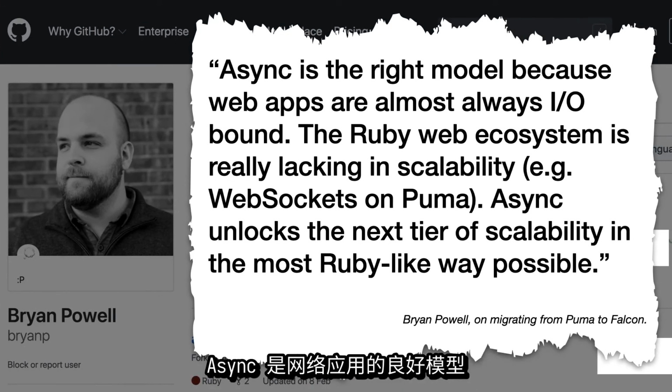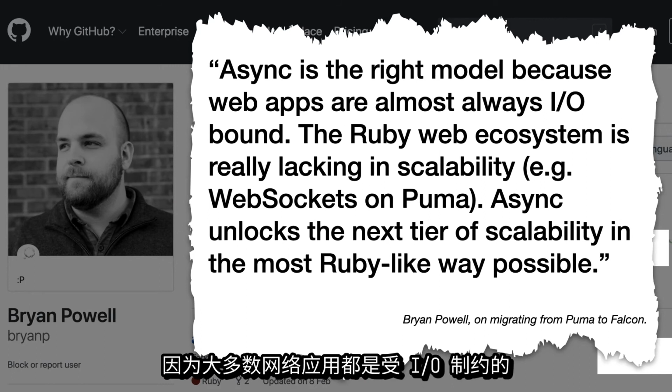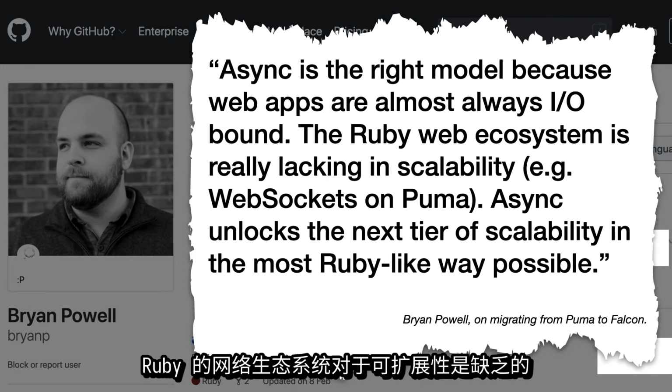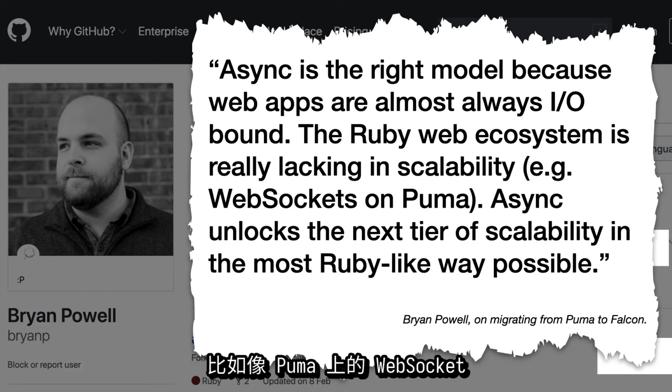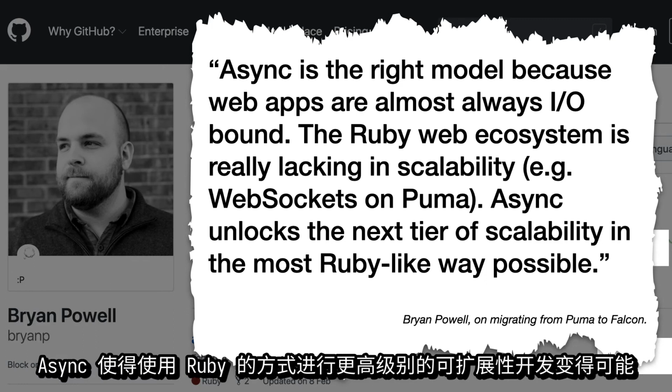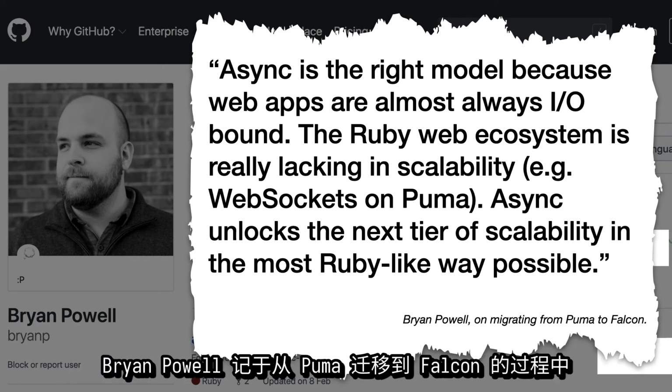Async is the right model because web applications are almost always I/O bound. The Ruby web ecosystem is really lacking in scalability, for example WebSockets on Puma. Async unlocks the next tier of scalability in the most Ruby-like way possible. Brian Powell on migrating from Puma to Falcon.